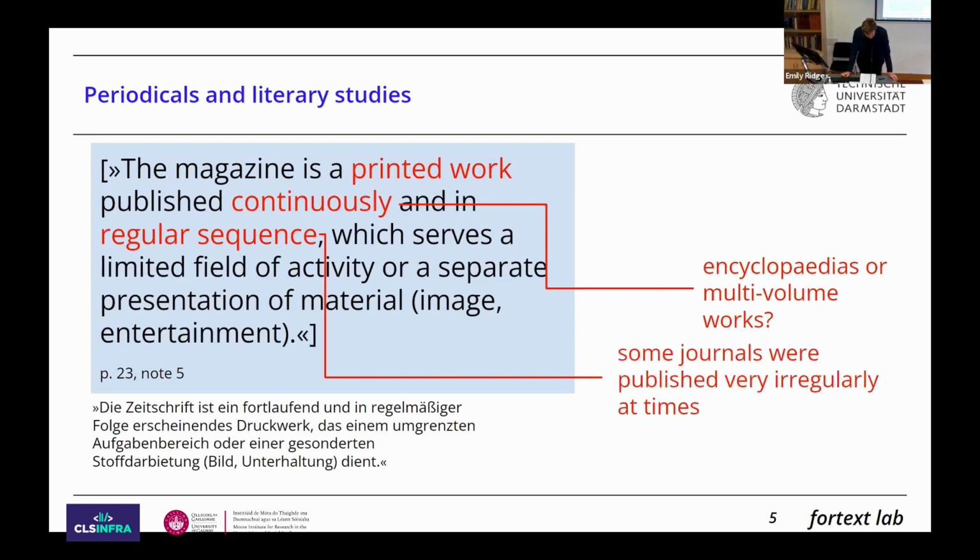This criterion, regular sequence. Some journals, including some of the most important in literary history, such as Die Fackel by Karl Kraus, were published very irregularly at times. So Karl Kraus's journal would fall into the category of irregular sequence. And the third criterion: mainly historical journals were also produced and distributed in handwritten form. So these were, of course, small print runs, but in the history of periodicals, this did happen.